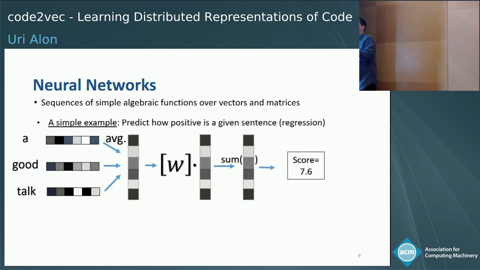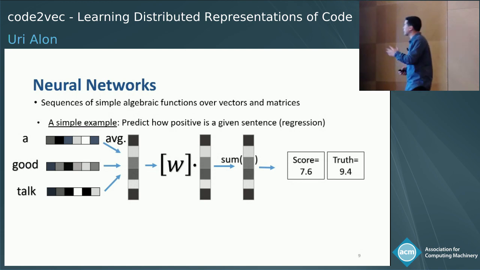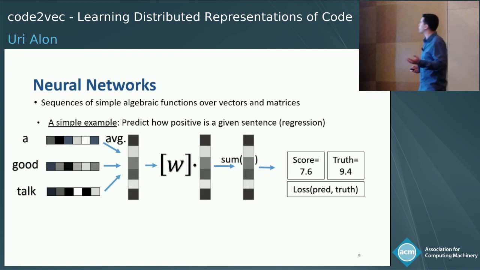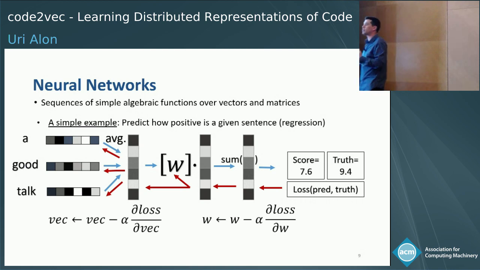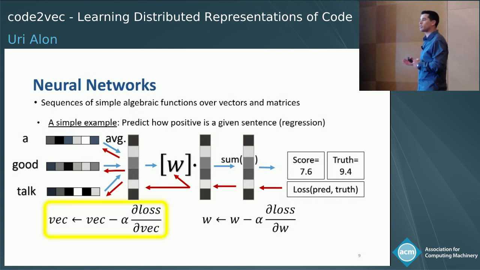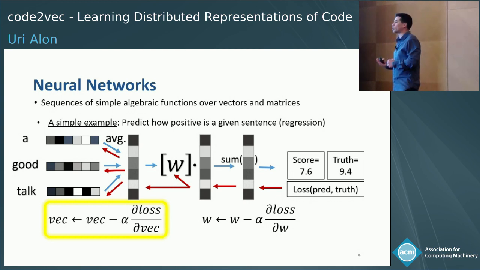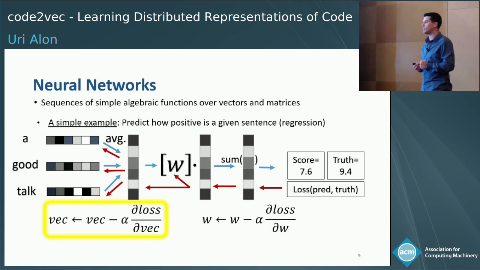Now, if in addition we have the true score, given by an oracle or somebody who labeled it for us manually, we can compute a loss function between the predicted score and the true score, and then backpropagate this loss back to every learned parameter in the network. The learned parameters here are the word vectors and the matrix W. It means that we derive the loss with respect to every learned parameter, and then we update the parameter value by a small step alpha towards the negative gradient. This process is known as gradient descent. And if we repeat it enough times, the predicted score will get closer and closer to the true score. And hopefully, after observing enough data, the network will be able to assign a likely score for sentences that it has never seen before.